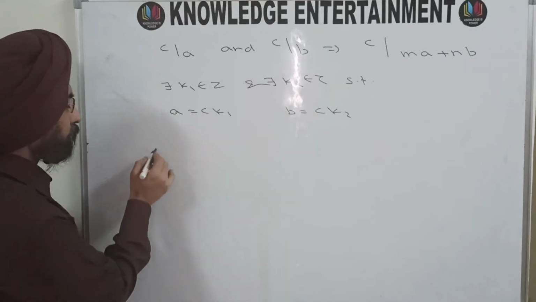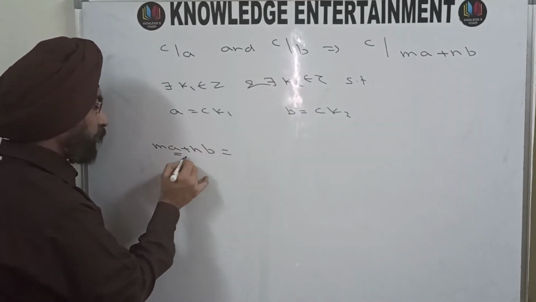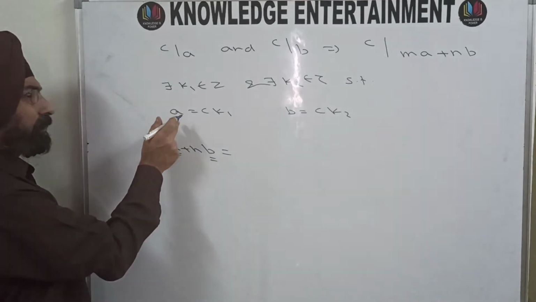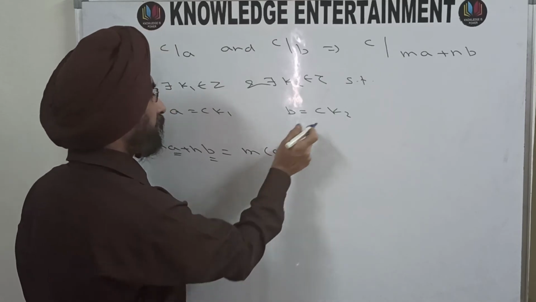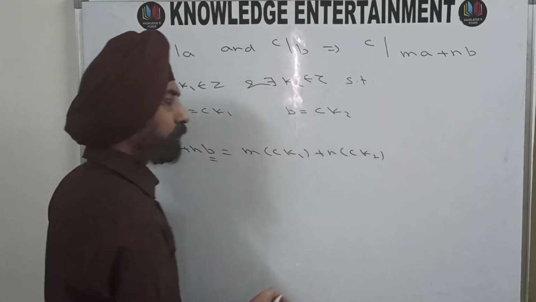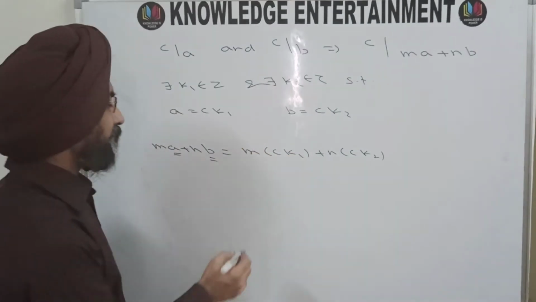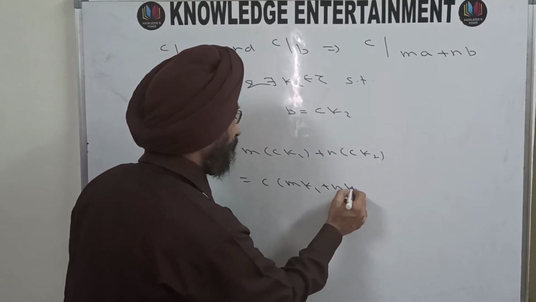Now look at your number MA plus NB and substitute the values of A and B. So the value of A is CK1, so it is M CK1 plus N CK2. And now you can take out C common. So it is MK1 plus NK2.